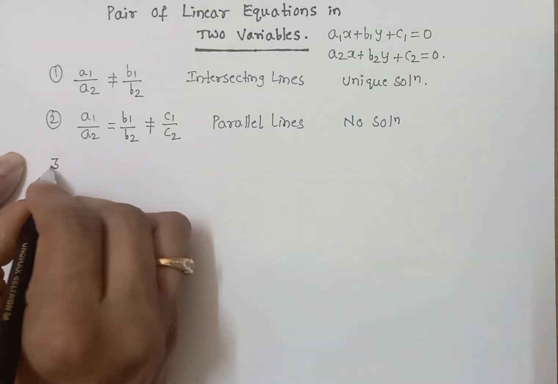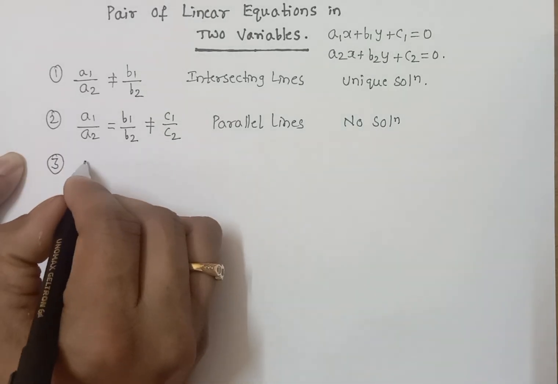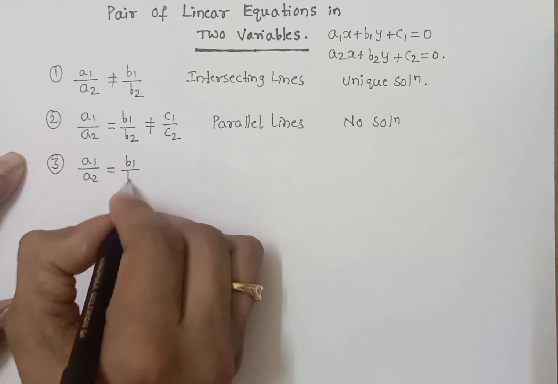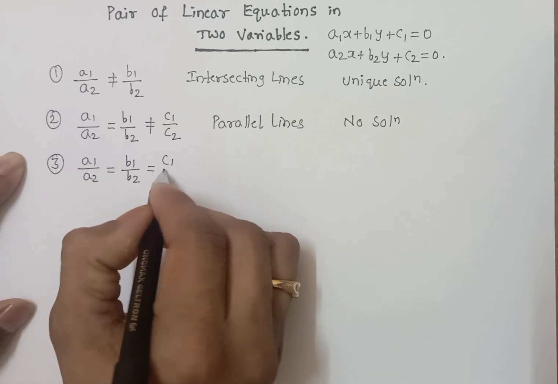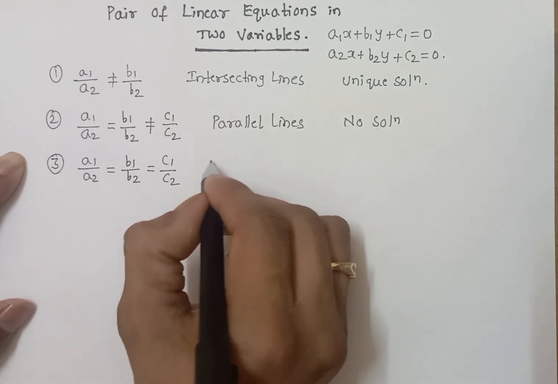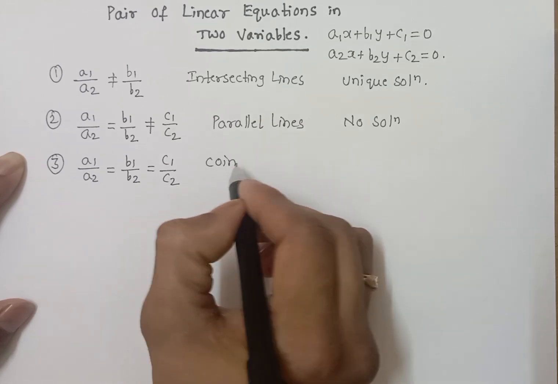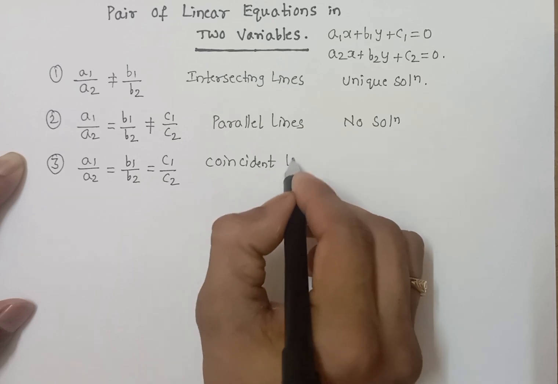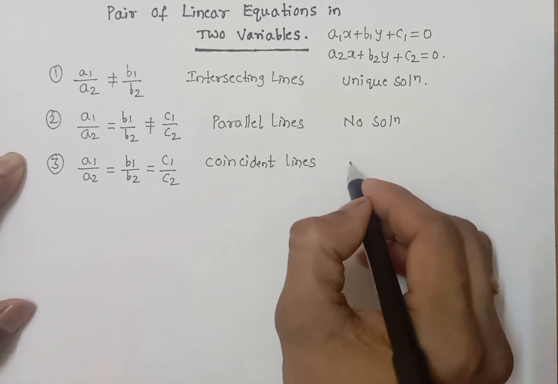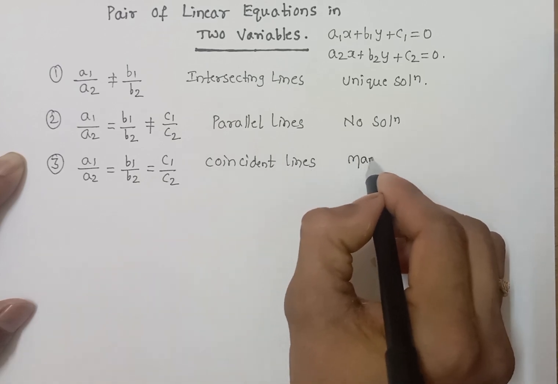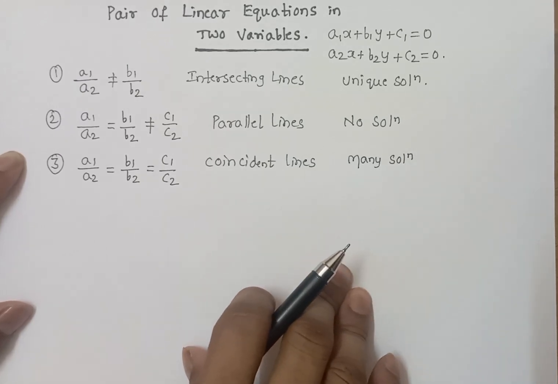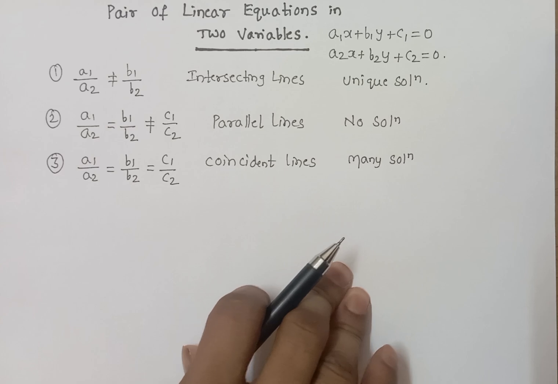And the third one, a1 by a2 equals b1 by b2, which equals c1 by c2. In this case, if you plot the graph, we'll get coincident lines, indicating it will have many solutions. So one line exactly coincides with another, and we'll get many solutions.